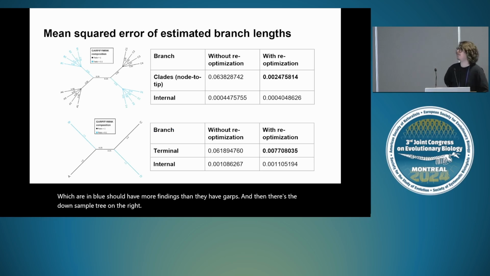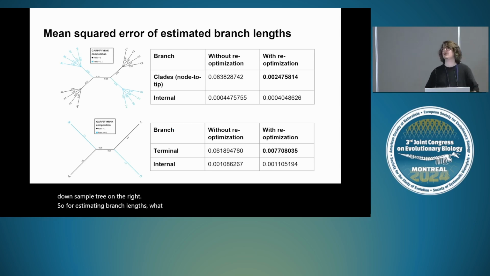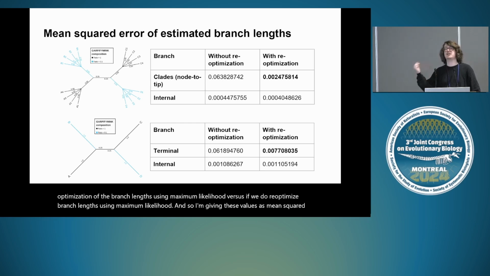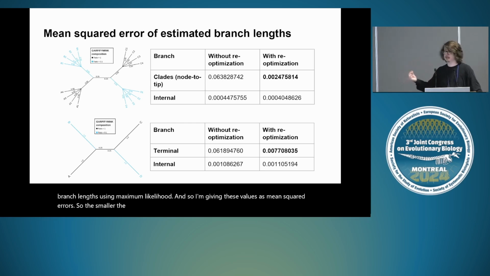So for estimating branch lengths, what we're comparing here is whether we don't do any optimization of the branch lengths using maximum likelihood versus if we do reoptimize branch lengths using maximum likelihood. And I'm giving these values as mean squared errors. So the smaller the error, the better we're doing.